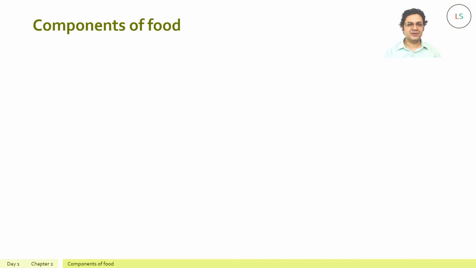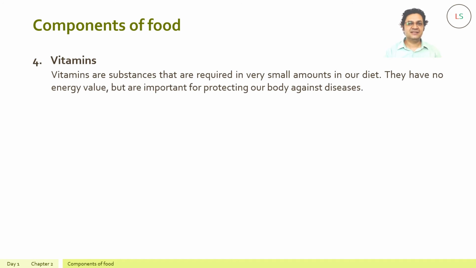The next component of food is vitamins. Vitamins are substances that are required in very small amounts in our diet. They have no energy value but are important for protecting our body against diseases. Vitamins also keep our eyes, bones and teeth healthy. Vitamins are of different types and they are represented by the alphabets A, B, C, D, E and K. Some vitamins are soluble in water, whereas some are soluble in fat. They are found in different food items and have a specific function. Lack of vitamins results in deficiency diseases, and we are going to learn about that at the end of this chapter.